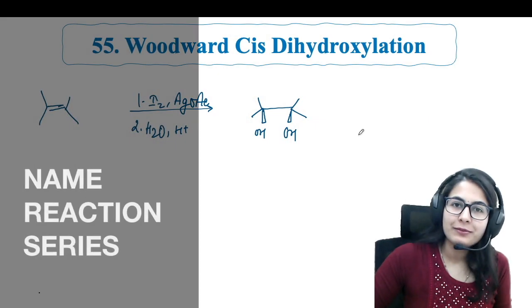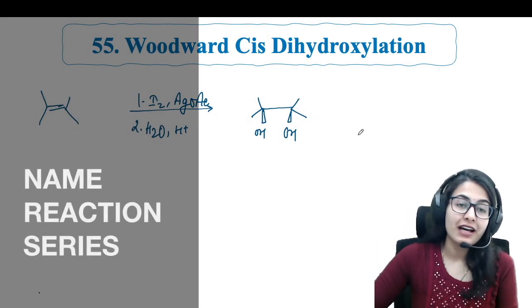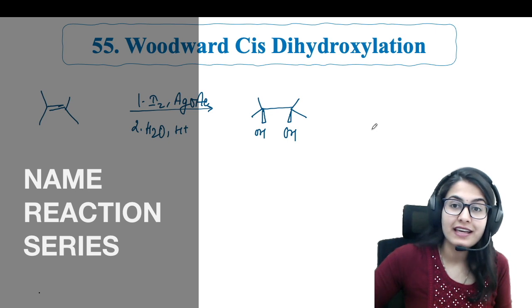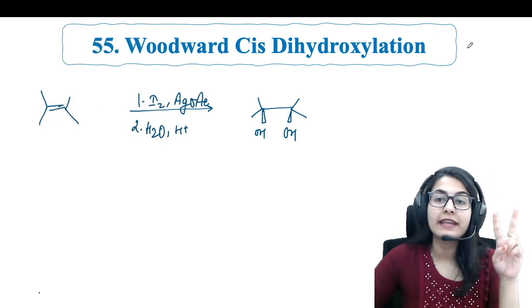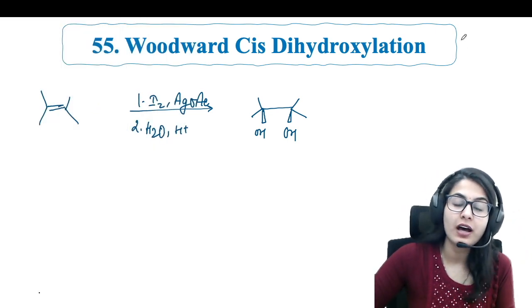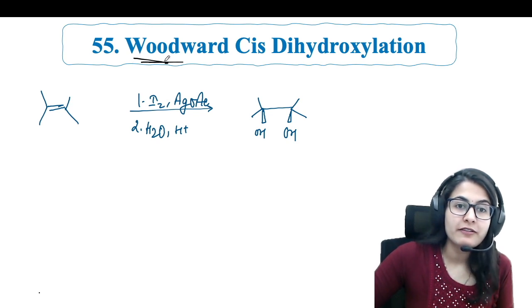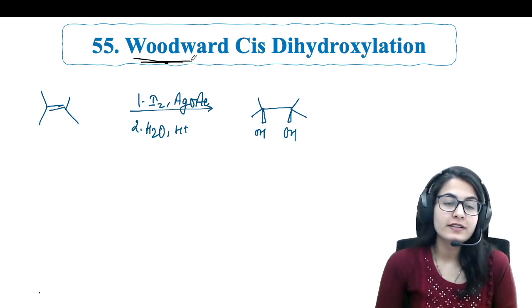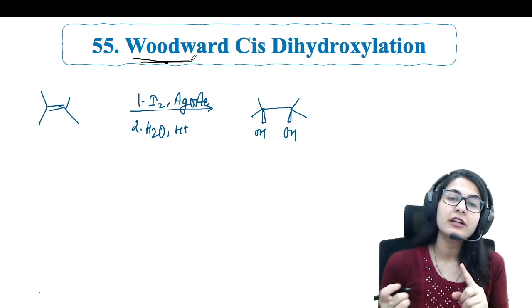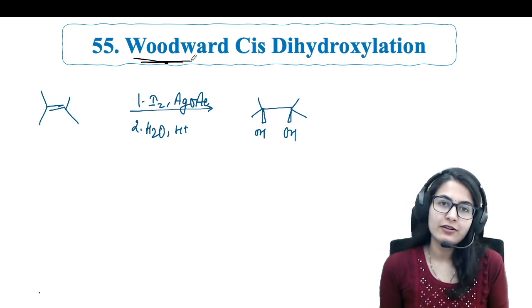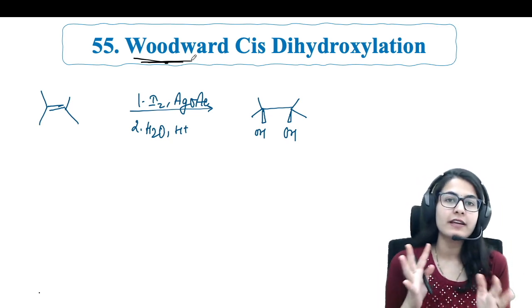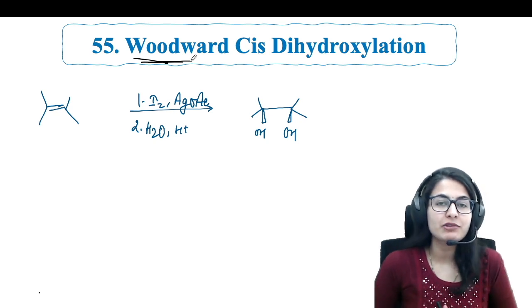Hello everyone, welcome to Rasayan Academy, and we are continuing with our name reaction series. Today we are going to talk about two very important name reactions: reaction number 55, Woodward cis dihydroxylation, and reaction number 56, Prevost trans dihydroxylation. These two reactions are very similar and that's why we are studying them together.